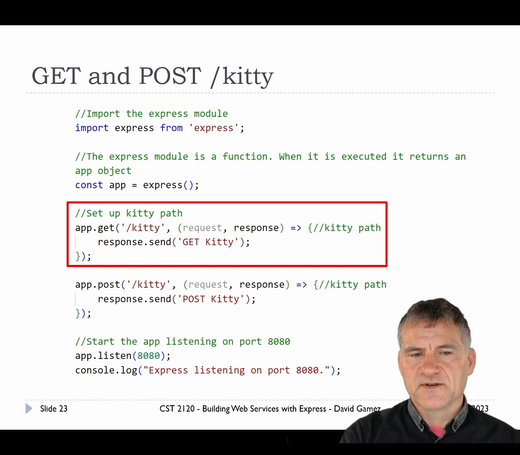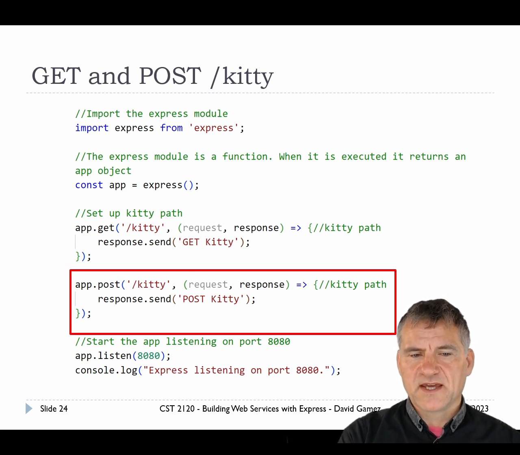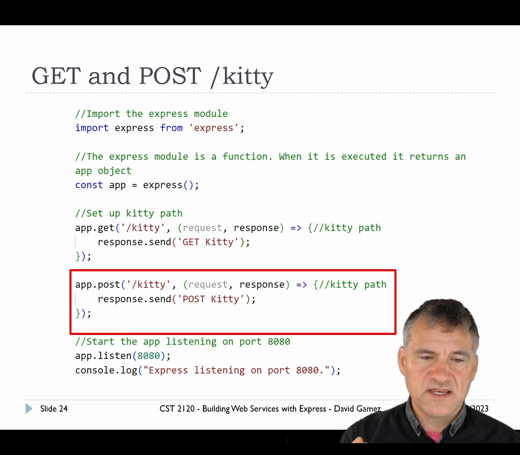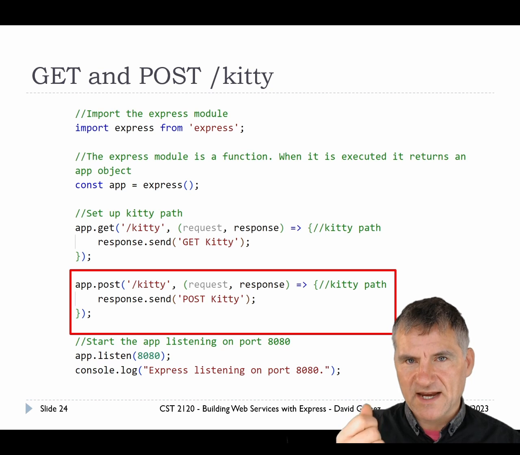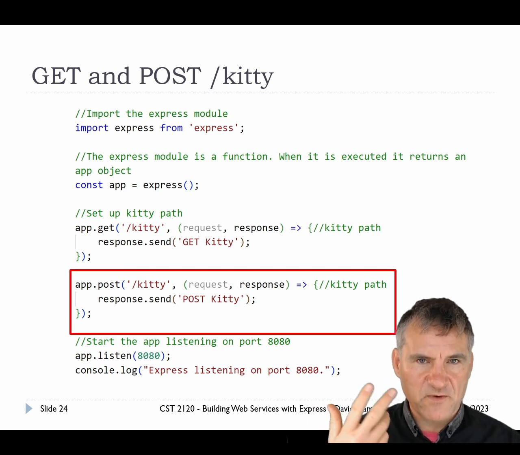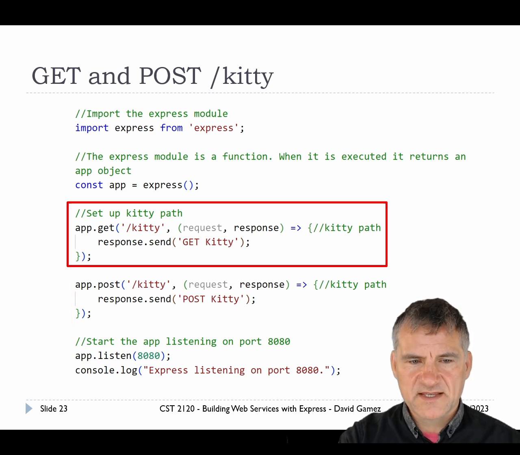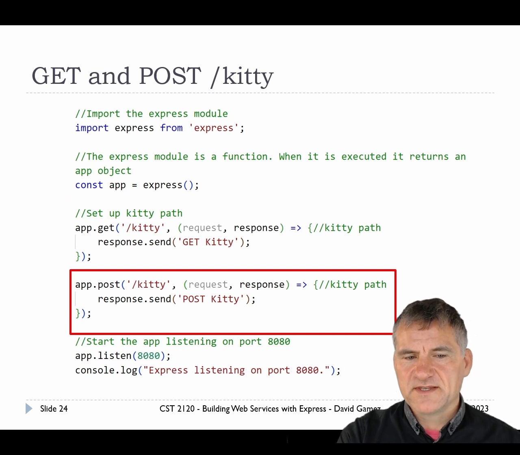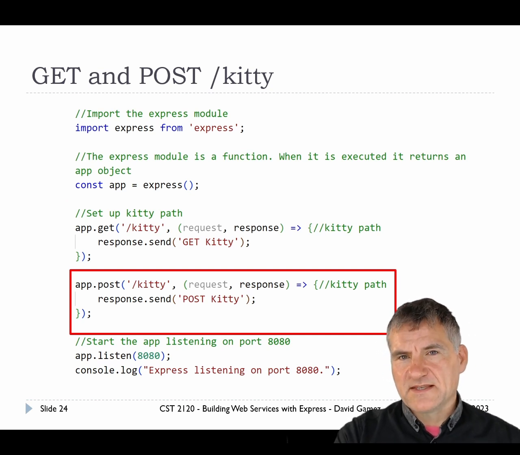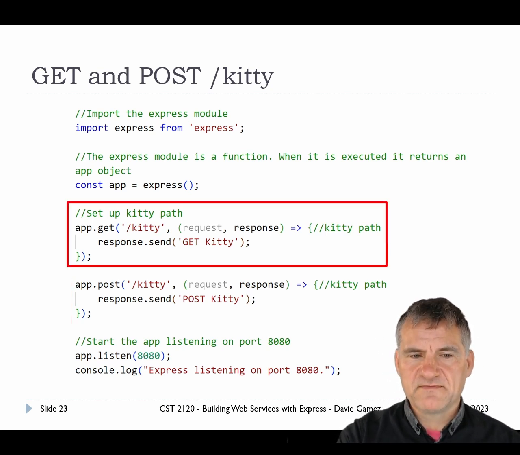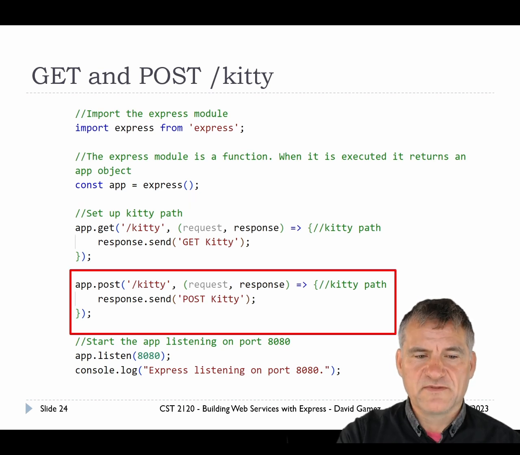So I can send an app.get to /kitty, but I can also set up an app.post to /kitty. There's no conflict because they're different HTTP methods, and therefore we have different handlers for those different situations. In this case, when I send an app.get to /kitty, all I'm responding back is "get kitty". And when I do app.post to /kitty, then it sends "post kitty". So same path, different methods in this case.